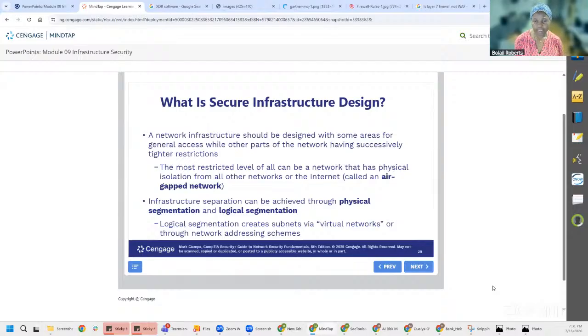VLAN means virtual local area network. So this VLAN is IT, this VLAN is security, this VLAN is finance. So that, irrespective of the physical location of that team member, they can only access their own virtual local area network.